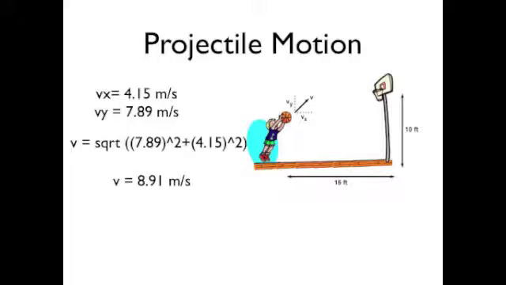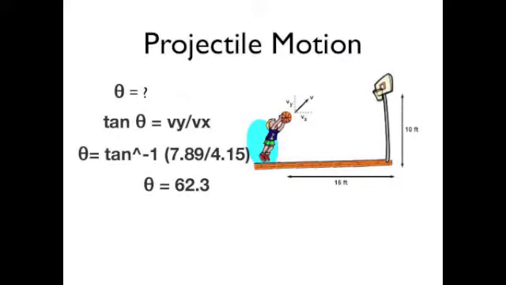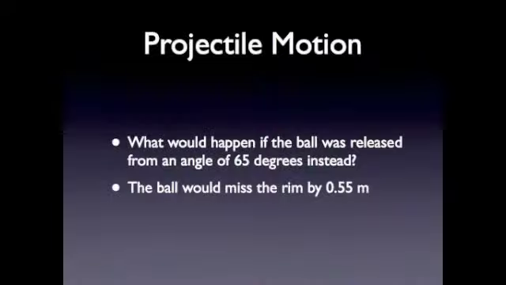Having the velocity in the x and y directions, we are able to use Pythagorean's theorem to find the initial velocity of the ball. Also, with these velocities, we are able to find the angle using a right triangle. So how does this affect performance? By just increasing the release angle by 3 degrees, you end up airballing the shot.